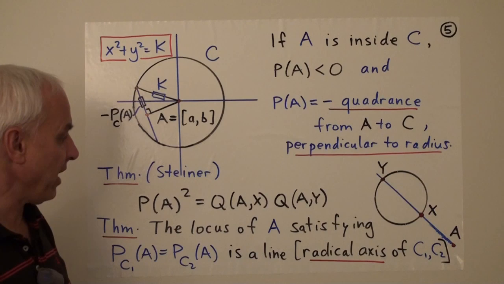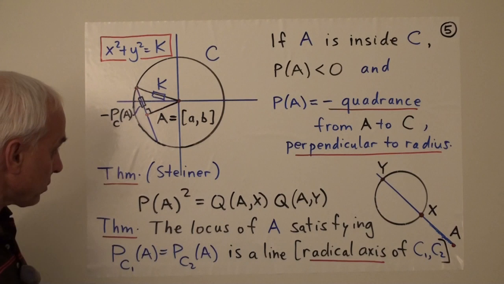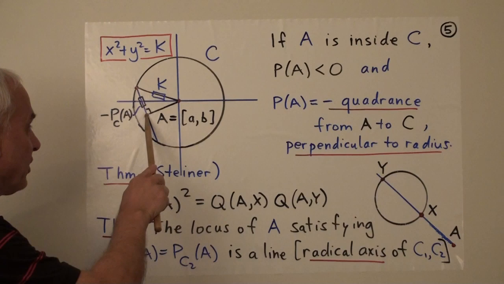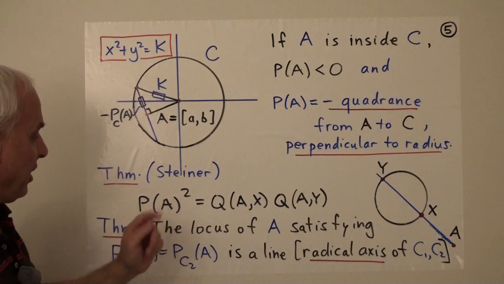If A is outside, well then that's the tangential quadrance squared, but this also works if A is inside. For example here, then we're getting that P of A squared would be this quadrance times this quadrance. And that would actually work if we took any line through A, say that one there, then there's a quadrance there and a quadrance there, and you take the product and you're getting P of A all squared.